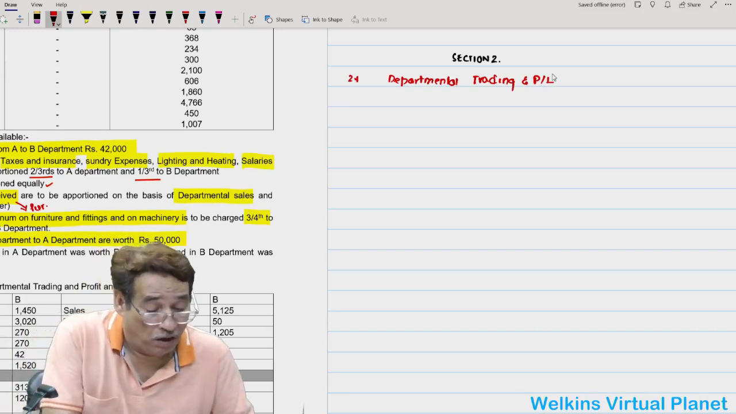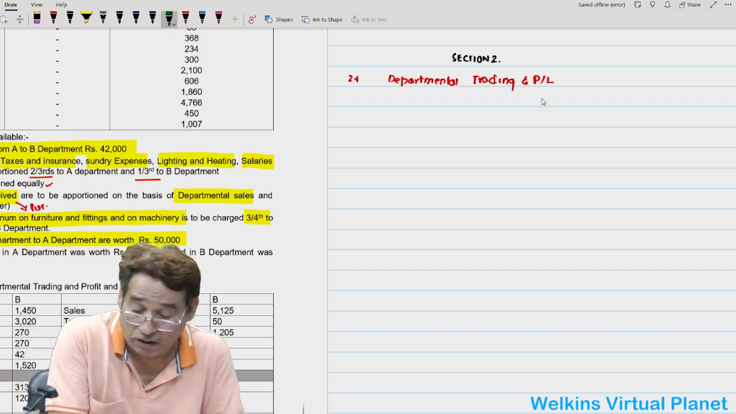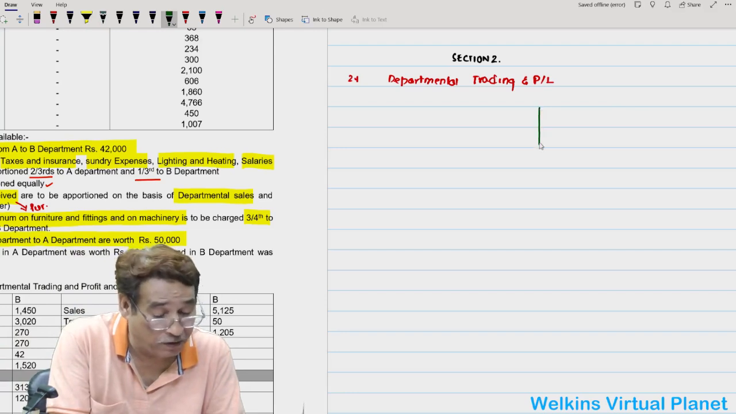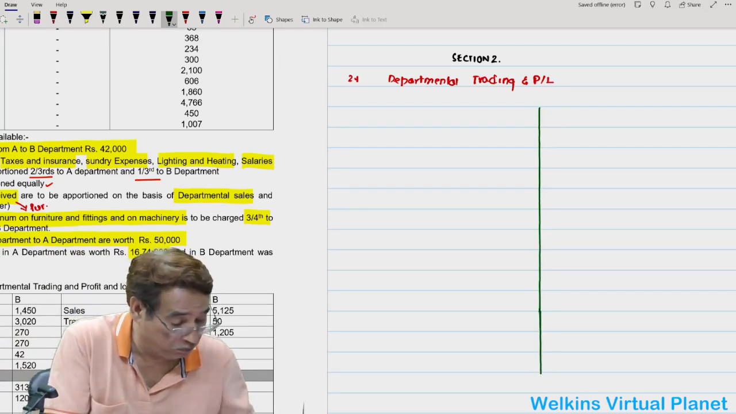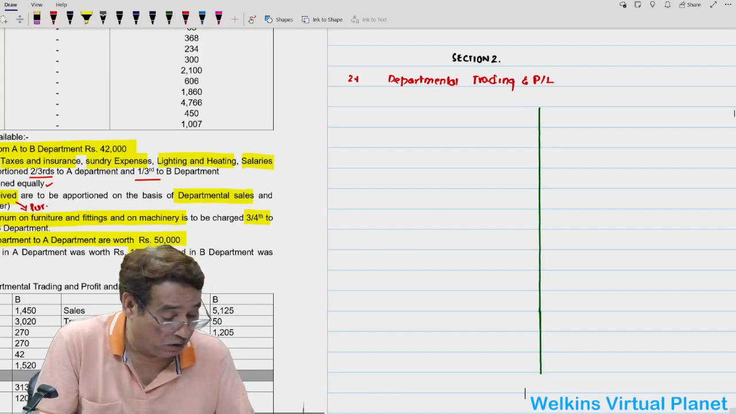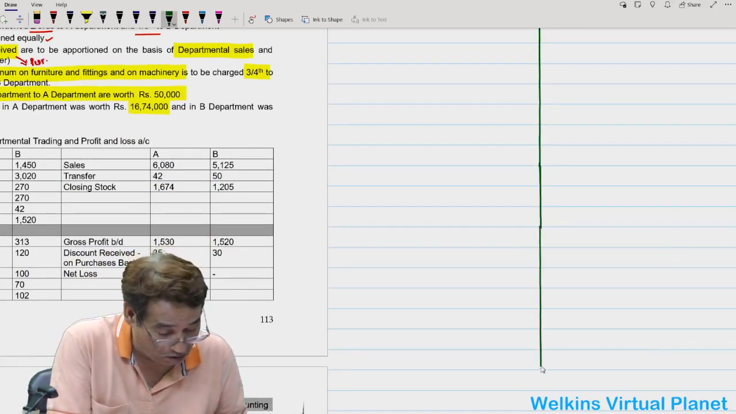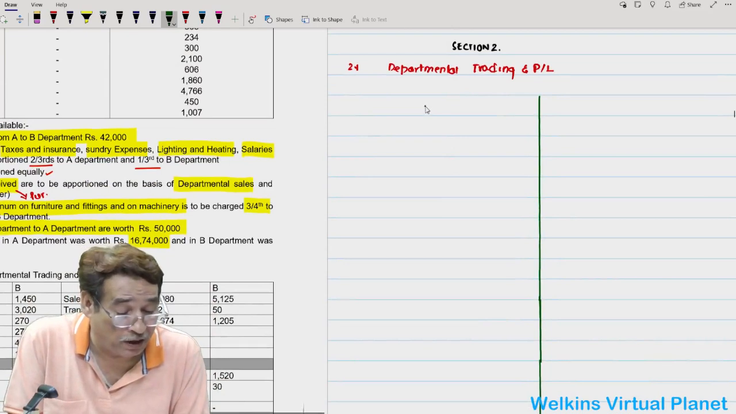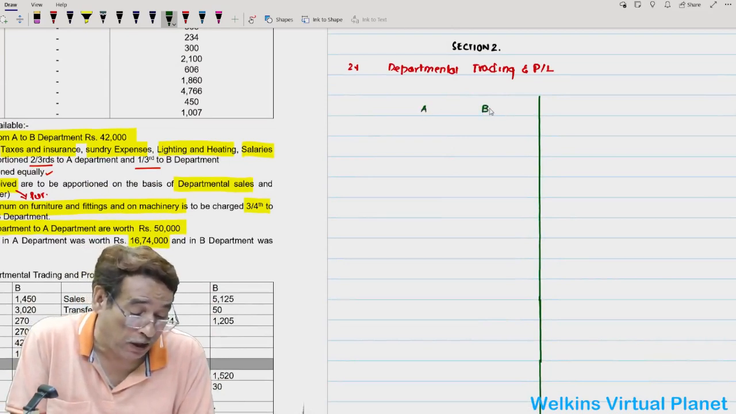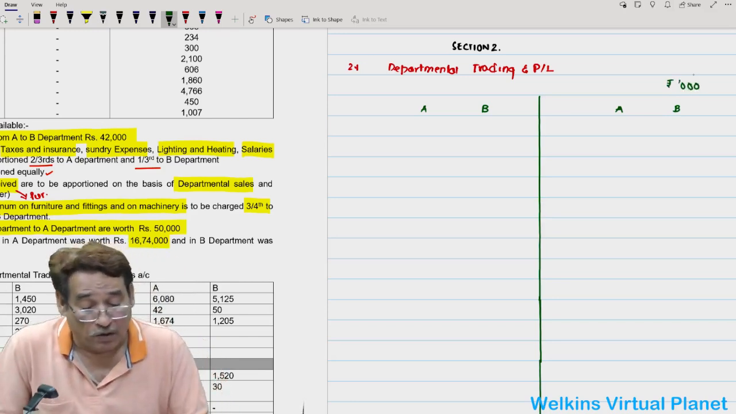In order to prepare the departmental trading and profit and loss account, first of all, let me stretch the line. In fact, it's a pretty long question. Okay, I think this much is enough. Sufficient space now. There are two departments, fortunately, in this case, Department A and Department B. And figures are in thousands. It is always better to mention that in the examination. So one by one, we will write here.